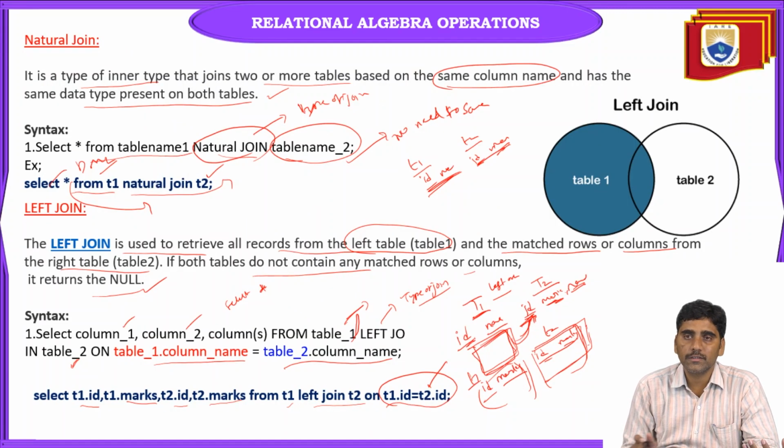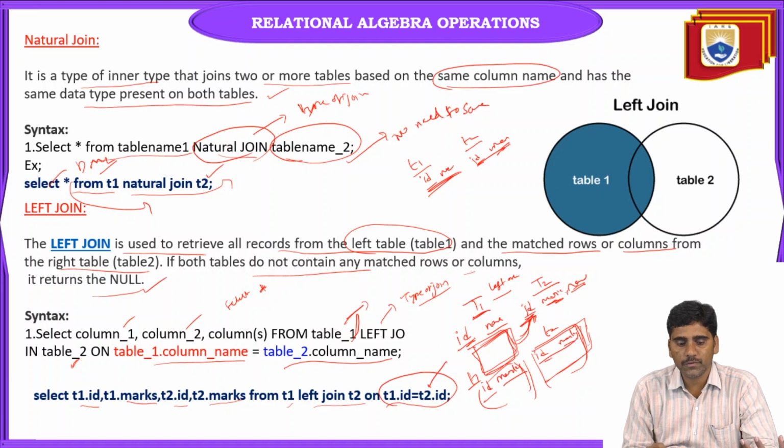Natural join is also an inner type of join. The syntax is: select star from table 1 natural join table name 2. For every query, you need to specify the join type, whether it is an inner join query, natural join, or simple join. For any type of query, you need to mention the join type.